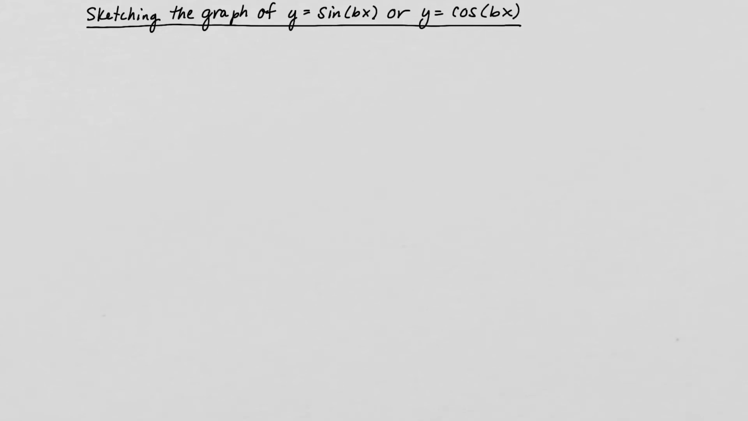So in this video, we're going to focus on what happens when we have a number next to the x inside the argument of our sine or cosine. How does that affect the graph? And so what it actually does is it changes the period. So the b affects the period of the sine or cosine function.